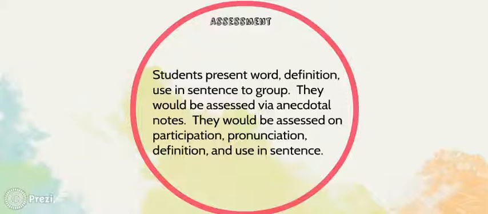This is an idea I have on how students can be assessed. Students can present the word, definition, and use in a sentence to the group. They could be assessed via anecdotal notes. They would be assessed on participation, pronunciation, definition, and use in a sentence.